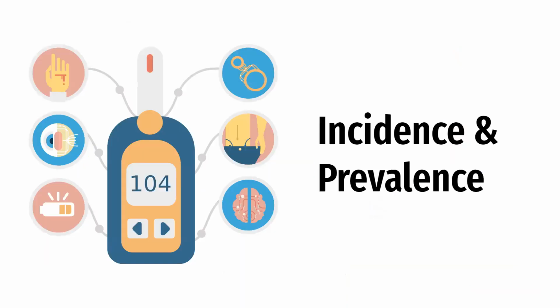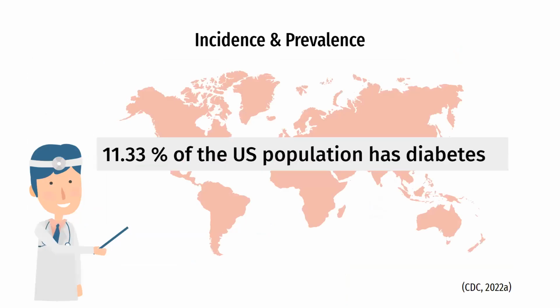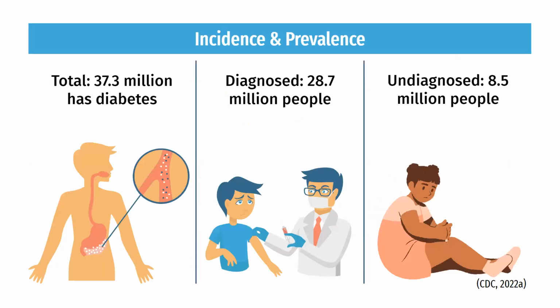Now going into incidence and prevalence. According to the CDC, as of 2022, 11.33% of the US population has diabetes. To break down that percentage, the 11.33% translates to about 37.3 million people who have diabetes, and this includes people that are diagnosed and undiagnosed. There are 28.7 million people that are diagnosed with diabetes, and the CDC estimated about 8.5 million people that are undiagnosed with diabetes, which adds up to an estimated 37.3 million people.